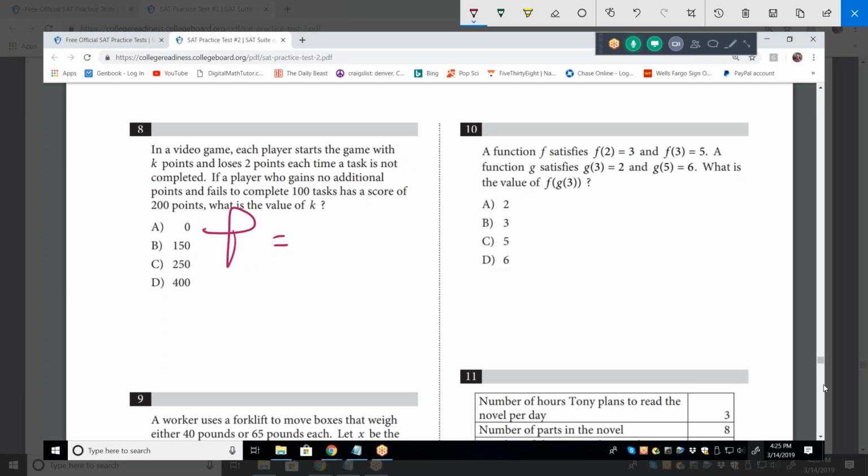And what is it at the beginning? You start the game with K, and then you lose, subtract.